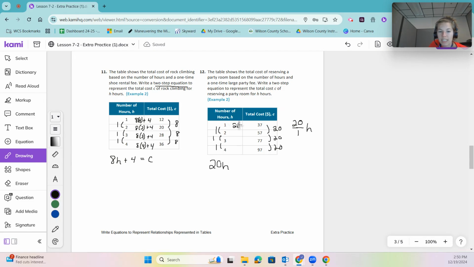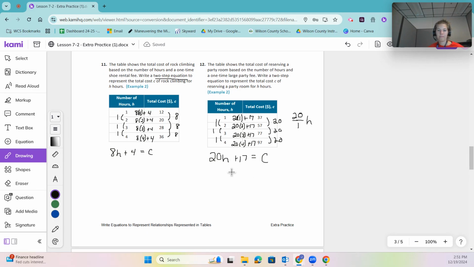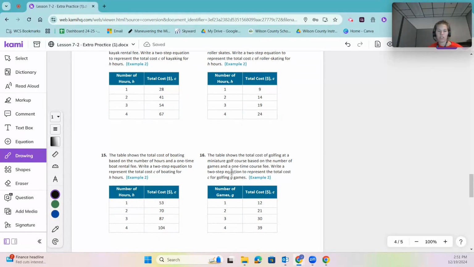And then I'm going to do 20 times 1 plus, it looks like 20 times 1 is 20. 20 plus 17 is 37. 20 times 2 is 40, plus 17 is 57. 20 times 3 is 60, plus 17 is 77. 20 times 4 is 80, plus 17 is 97. So this is going to be 20h plus 17 equals the total cost, C, is going to be my equation there. There are several more that you can try on your own.